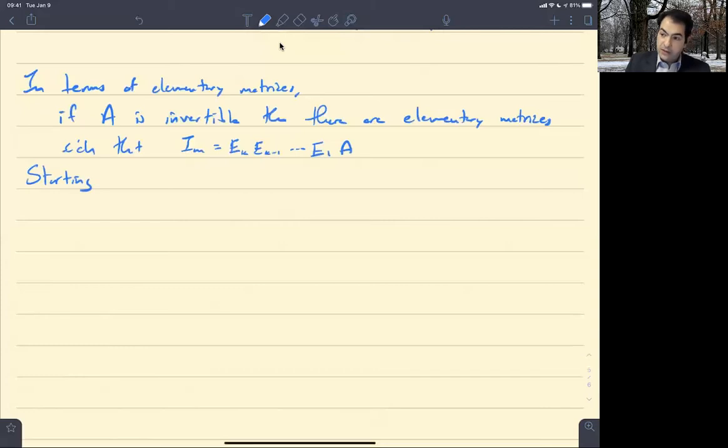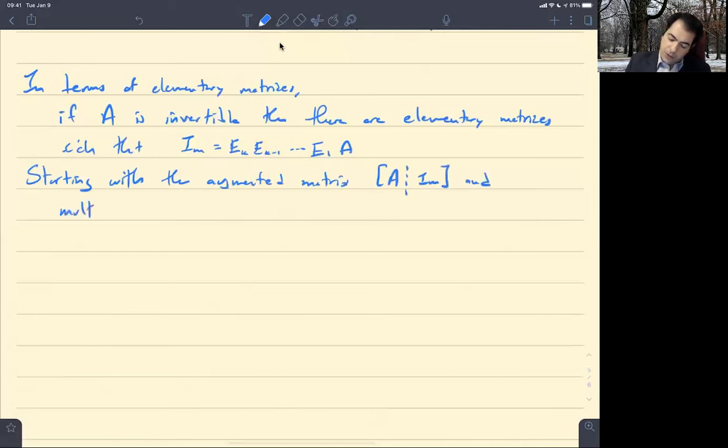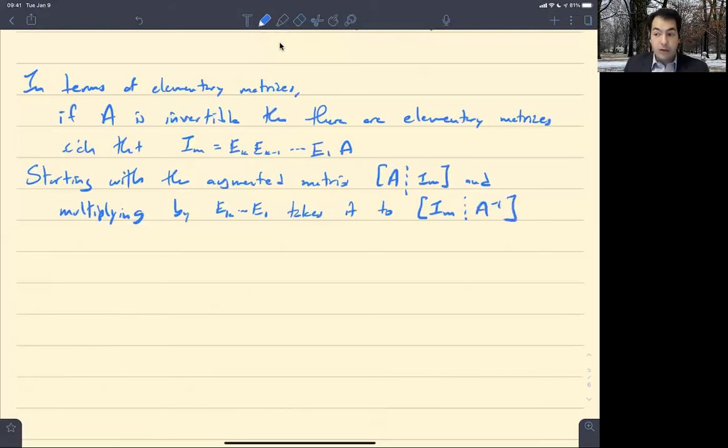Also, the algorithm says that if we start with the augmented matrix A and I_m and multiply by E_k dot dot dot E_1, well, that just performs the row operations that put this matrix into reduced row echelon form. So that means that we end up with I_m on the left and A inverse on the right.